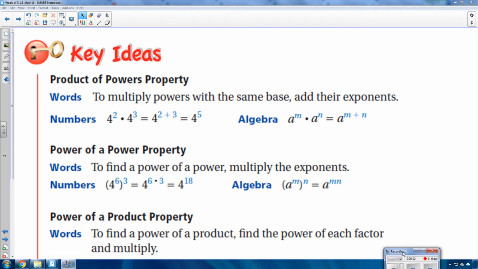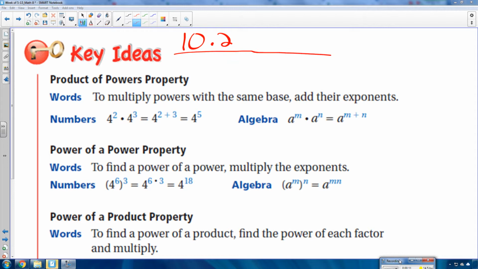Okay guys, so in this video we're going to be talking about the product of powers, and this is really 10.2. Hopefully your notes say that. These are Math 8 notes. And what we're looking at is the product of powers.